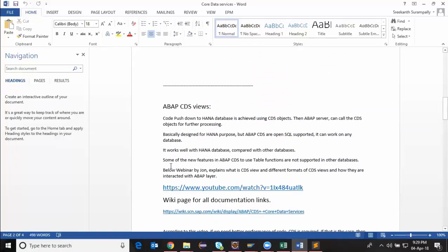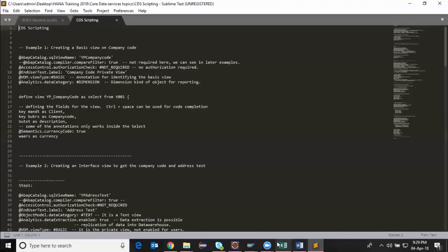And then if you have some time, there is a simple webinar that explains what CDS view is and the different formats of CDS view, and how they interact with the ABAP layer. It gives pretty good understanding. Watch the initial 5 minutes of this YouTube link, which gives the background for HANA. But if you have time, you can watch the full video. It's up to you, but not now. Let me go through all the sessions in the next 5 days. Then we're going to see that.